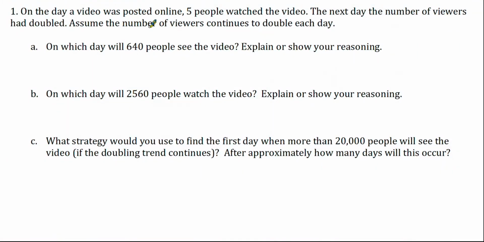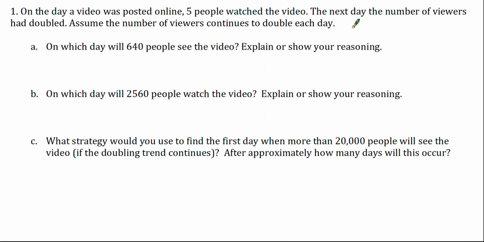All right, on number one, we need to start by writing a function to model this situation. So on the day a video was posted, 5 people watched the video. 5 is my initial amount. And then the next day, the number of viewers doubled. And we're going to assume that the number of viewers doubles every day. So that means my growth factor is 2.